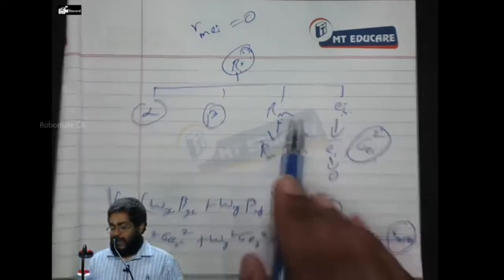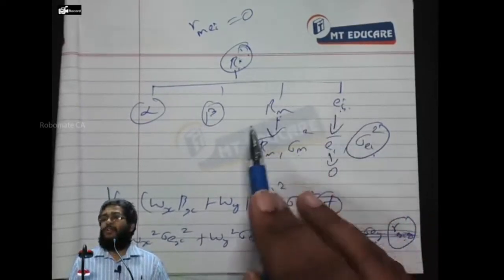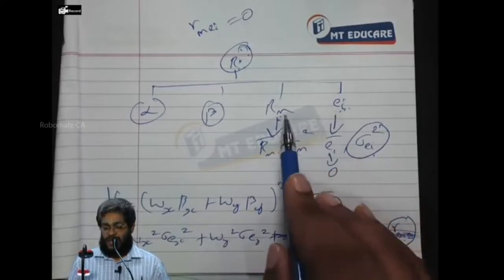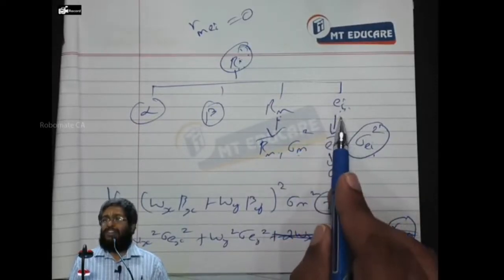Now, third: Rm and Ei are 2 variables or not? So, will they have a correlation or no correlation? If they have a correlation, then it means that the error term is not random.